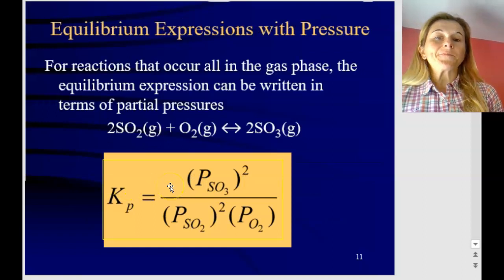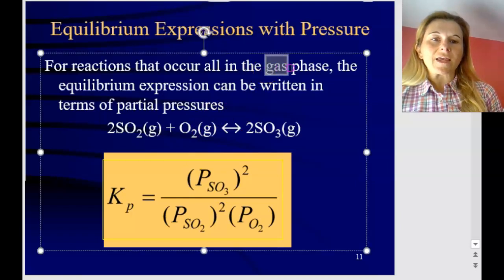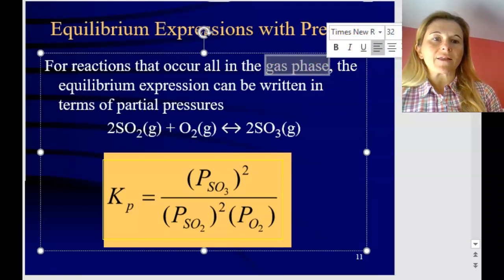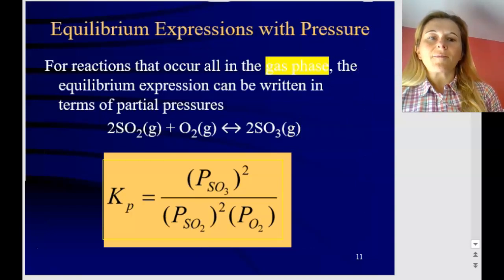All right, so something a little different. Equilibrium expressions with pressure. Very important. If we're talking about pressure, we're talking about things that are in gas phase only. Okay, I'm going to highlight that. But anyway, for reactions that occur in the gas phase only.